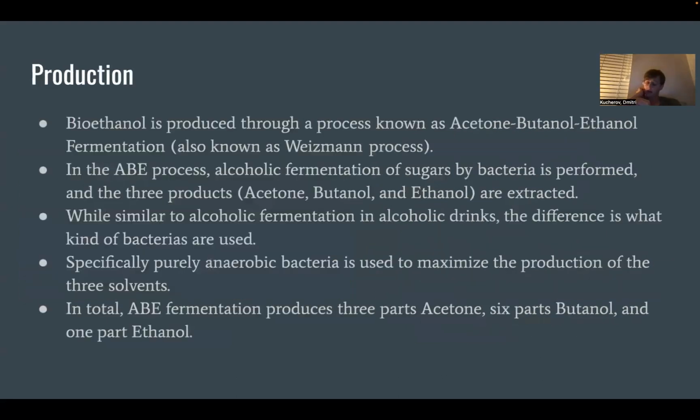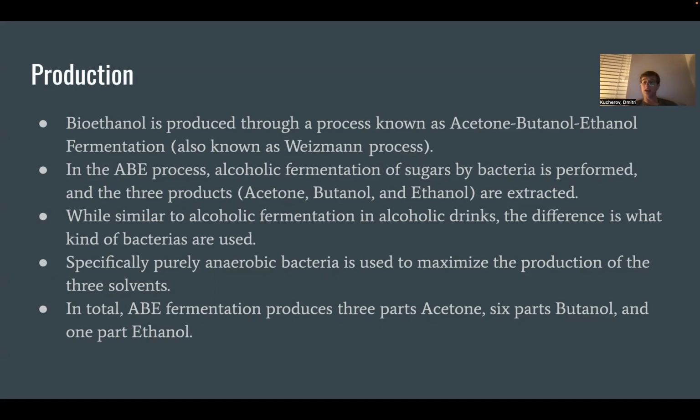The production of bioethanol. Bioethanol is produced through a process called ABE, acetone butanol ethanol fermentation, aka the Weizmann process. In the ABE process, alcoholic fermentation of sugars by bacteria is performed. This is similar to alcoholic fermentation for, say, beer or wine. Same deal. And the three products are acetone, butanol, and ethanol, and they are extracted appropriately. Similar to alcoholic fermentation and alcoholic drinks, the difference is what kind of bacteria are used.